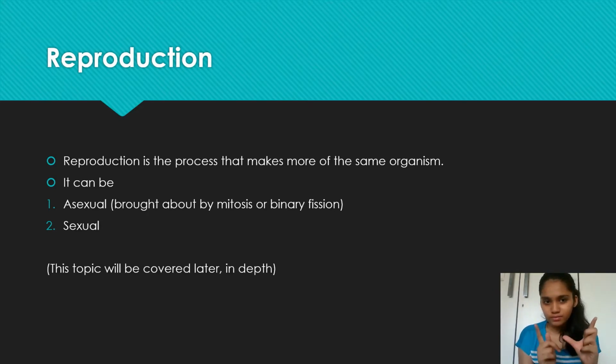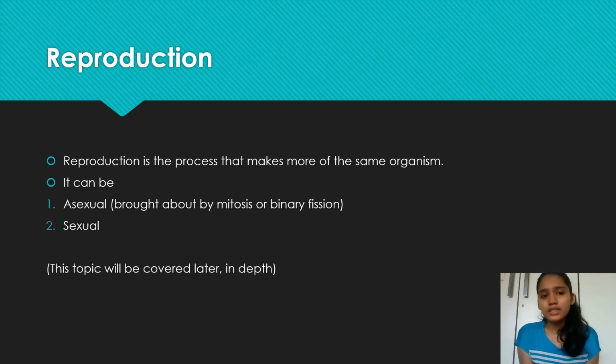Okay, so reproduction is the process that makes more of the same organism. I've never really seen this definition come. It's usually the special definitions of asexual and sexual reproduction that you will learn later in chapter 16, so you don't have to worry about it now. Reproduction doesn't really make a grand entrance in any of your chapter 1 questions, so don't worry about it.